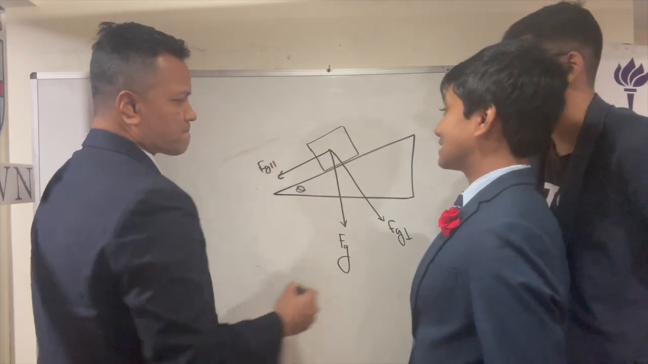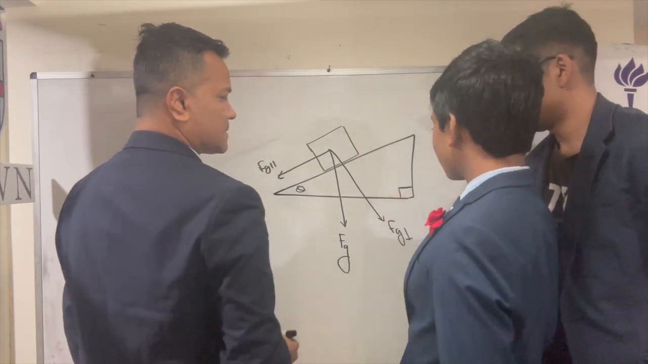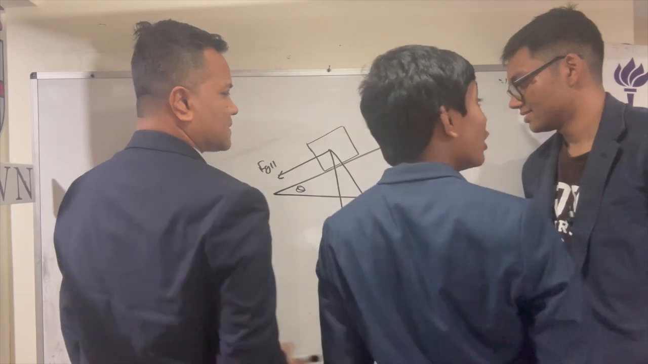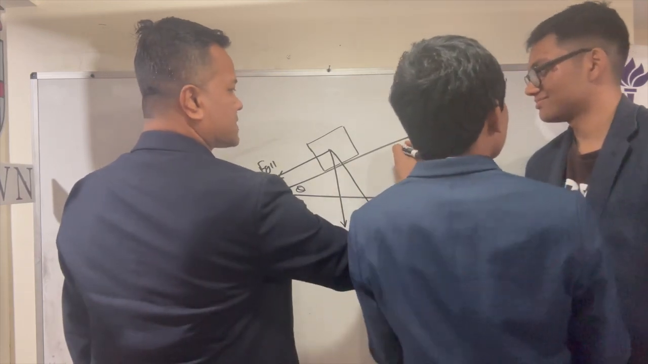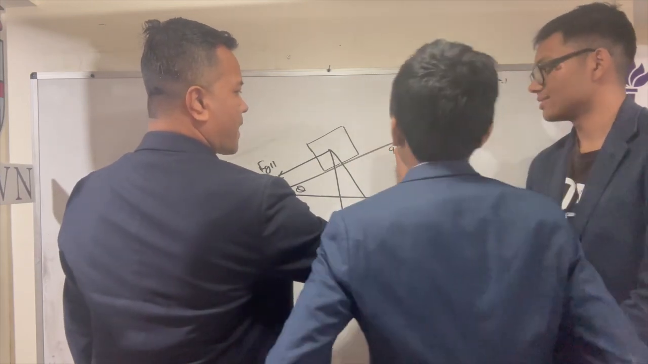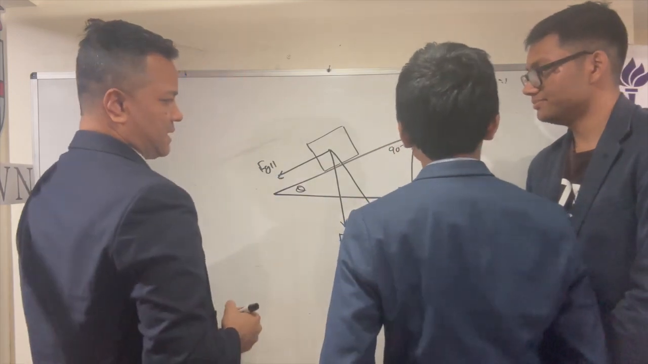Okay. Now, what is this angle? 90. Wow, I didn't know that. And congratulations. What is this angle? 90 minus theta. All right.